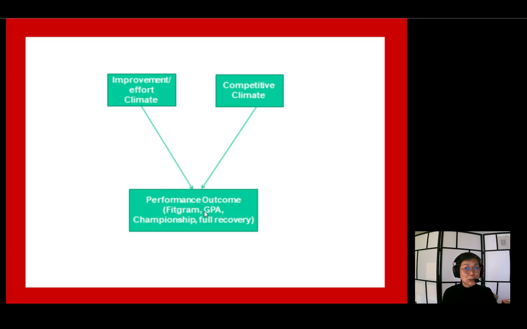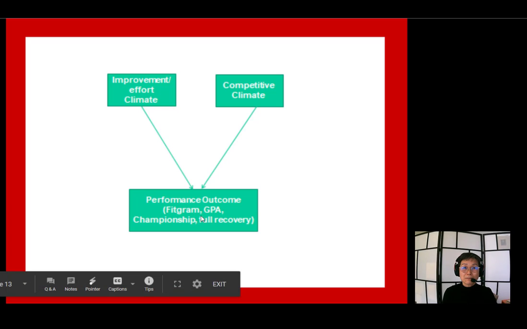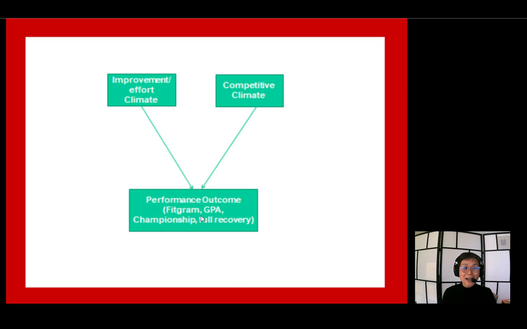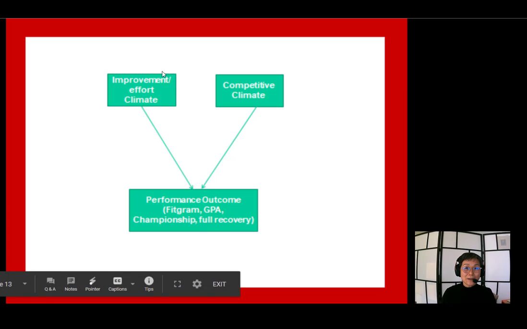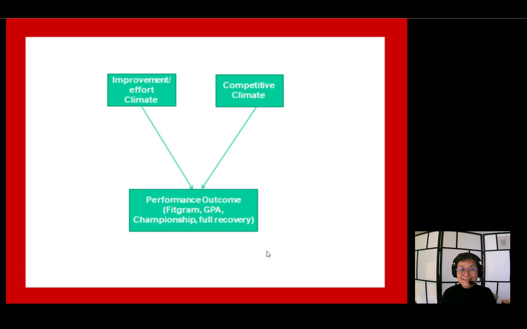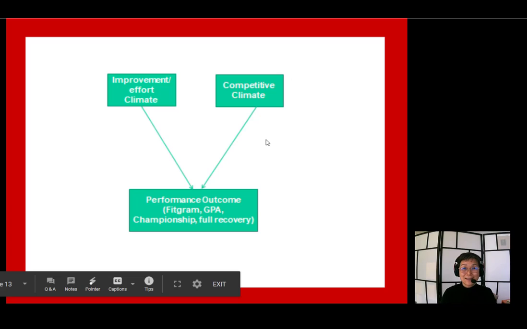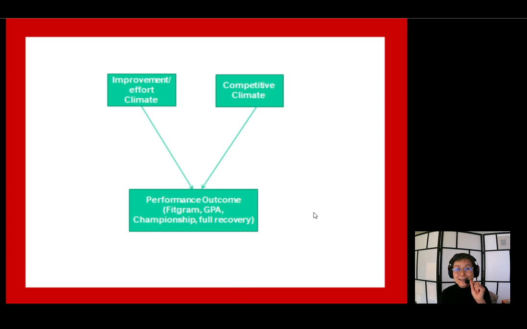Does it help you to get a good grade? Does it help you to get a high FitnessGram score? If you create a positive climate, does it help you to recover faster? This climate that we are trying to create as a leader today, does that climate really produce the outcome directly? Maybe yes, a little bit, but not the whole thing. Just think about your own experience.